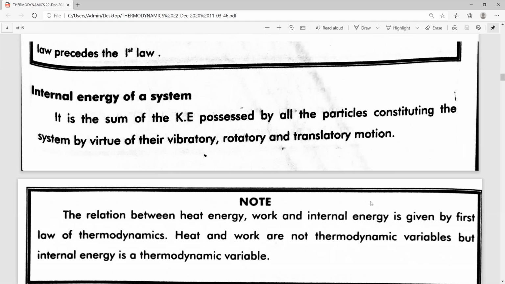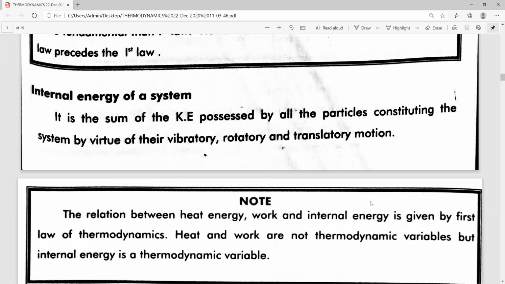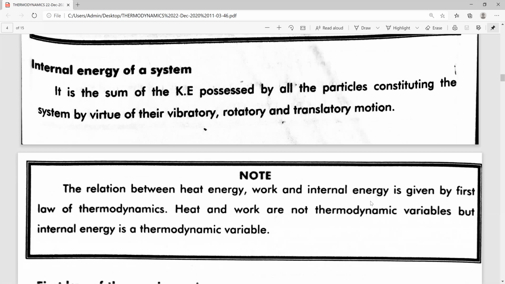So here, next we shall see internal energy of the system. So what is the meaning of internal energy of the system? We shall see.